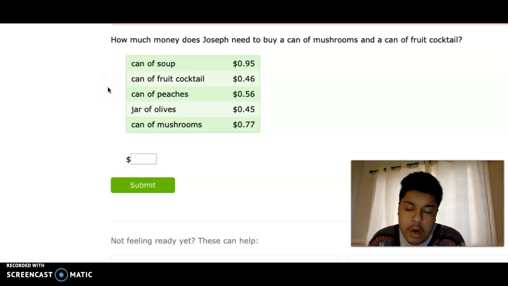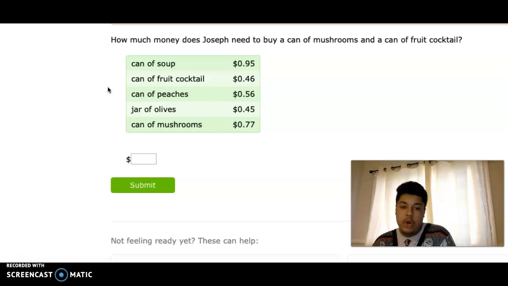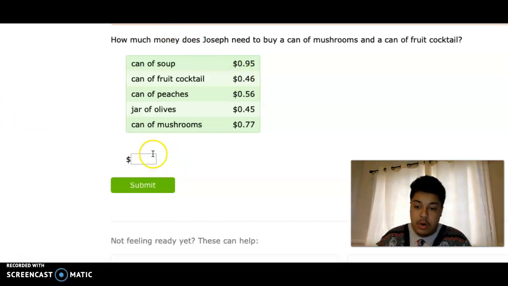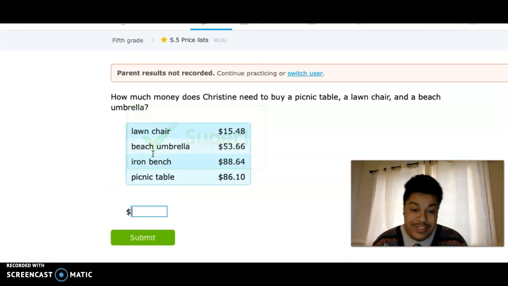Let's do one more. How much money does Joseph need to buy a can of mushrooms and a can of fruit cocktail? So what we're going to do again is add the prices of the can of mushroom and the can of fruit cocktail. Remember when we did adding decimals, this all built up. So you're going to add 0.77 or 77 cents plus 0.46 or 46 cents. When you add these two values up, you should get about $1.23. So we're going to type that in, 1.23, and that is correct.